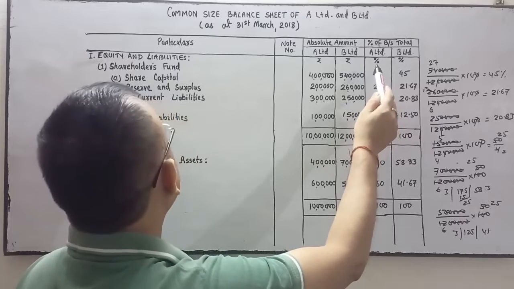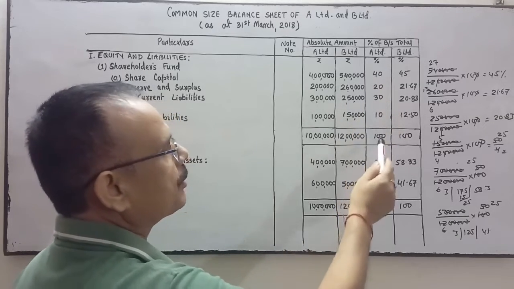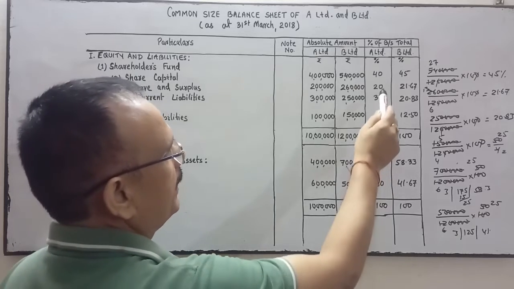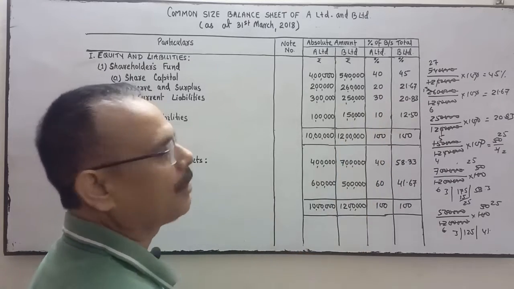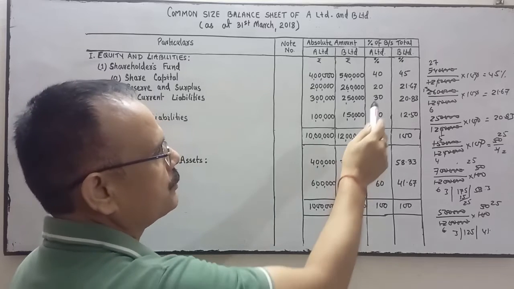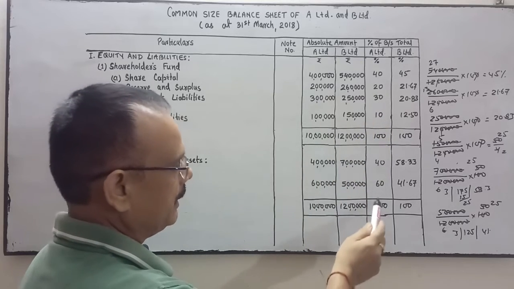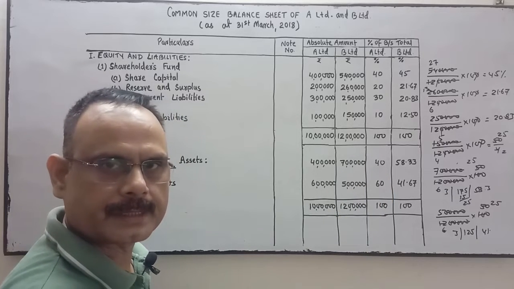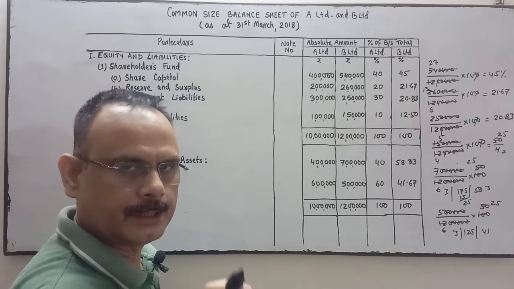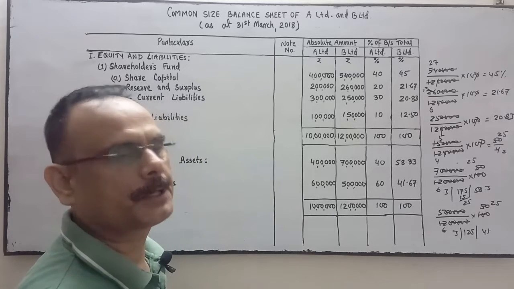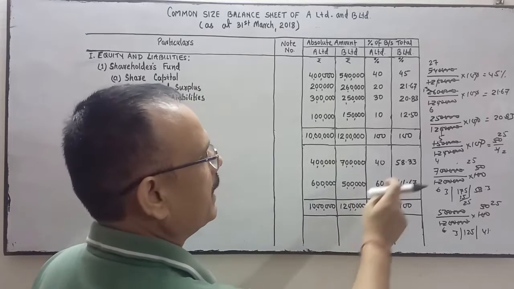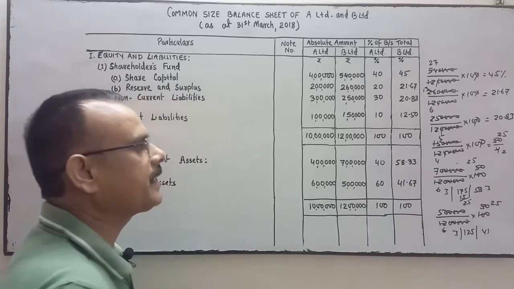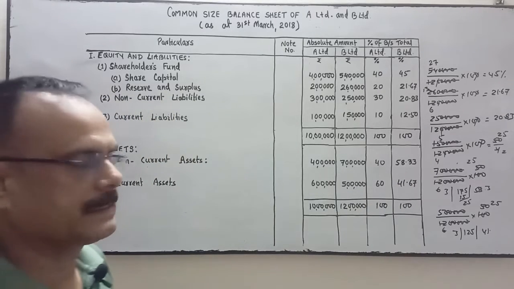Equity and liability, your share capital is 40% of the total equity and liability. 20% reserve and surplus of the total equity and liability, and so on, 30 and 10. In asset side, 40% is the non-current assets of total assets, total assets is 100. So non-current assets is 40% and current assets 60%, and in B Limited it is 58.33% and here it is 41.67%. Is it clear?